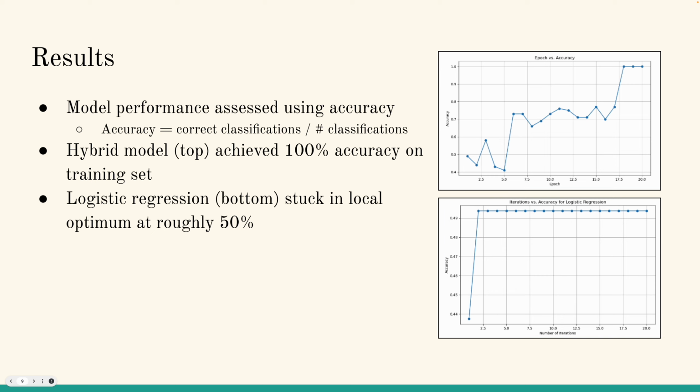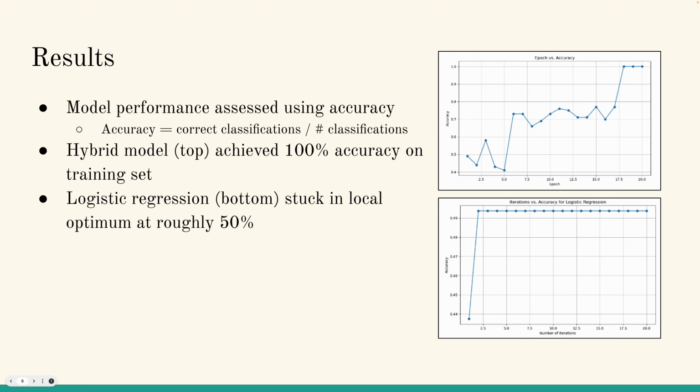Now we could begin looking at the results. So the model performance was assessed using the accuracy metric, and accuracy is just the number of correct classifications divided by the total number of classifications. And so we can see that the hybrid model, which is on the top, achieved 100% accuracy on the training set, versus the logistic regression model, which is at the bottom, got stuck around 50%.